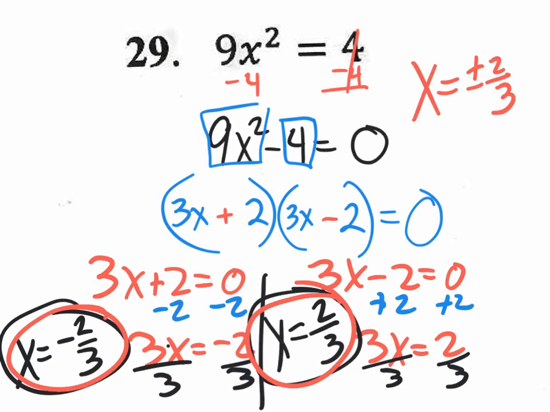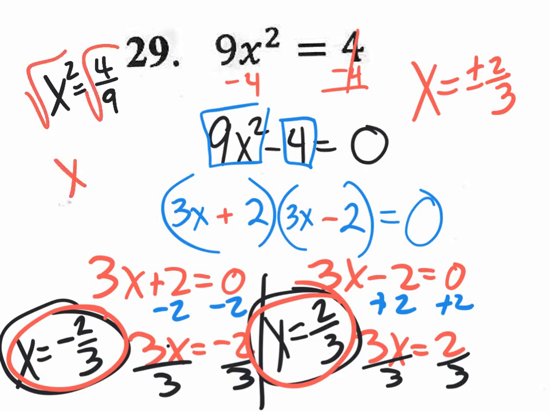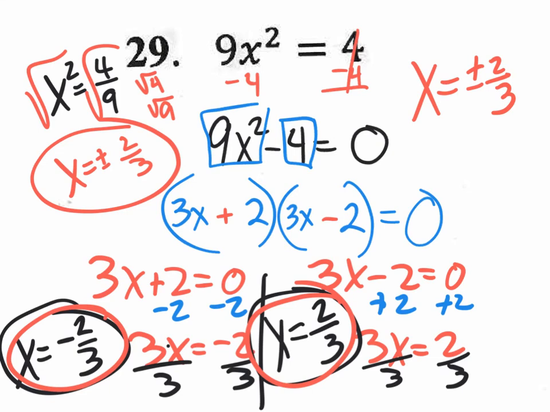Honestly, getting x by itself and using the square root is faster, right? You could have simply divided by 9 first. Divided by 9, might as well do it. Have x squared equals, if you divide by 9, you'll have 4 divided by 9. And then you apply the square root, which means x equals plus or minus, and the square root of 4 is 2, and the square root of 9 is 3. So see how much faster it is applying the square root?